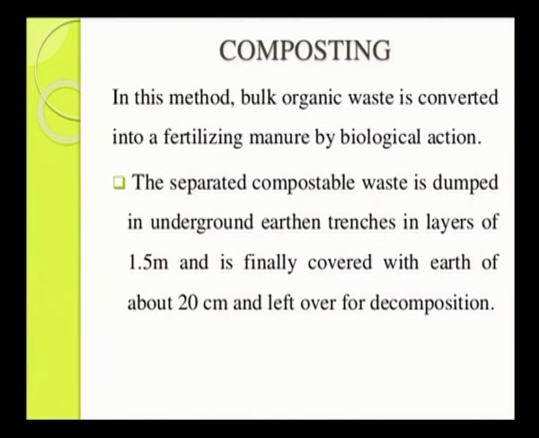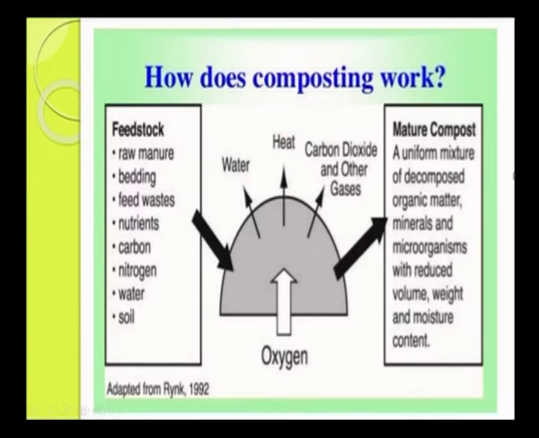In this method, bulk organic waste is converted into a fertilizing manure by biological action. The separated compostable waste is dumped in underground earthen trenches in layers of 1.5 meters. And this is finally covered with earth of about 20 centimeters and left for decomposition. How does composting actually work? When you have the influx of oxygen with feedstock, manure compost comes out as a byproduct, and the other byproducts are water, heat and carbon dioxide and other such gases.